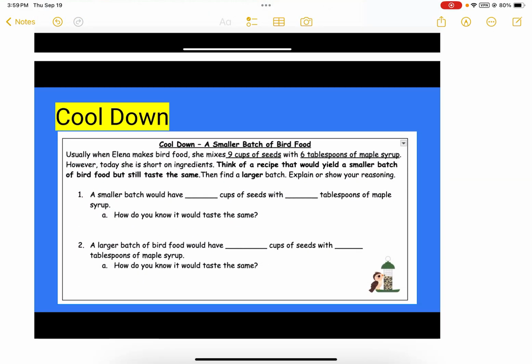Then end with the cool down. Make sure you read all the instructions and you answer all of the questions, and then let me check it off before you start on the practice problems.